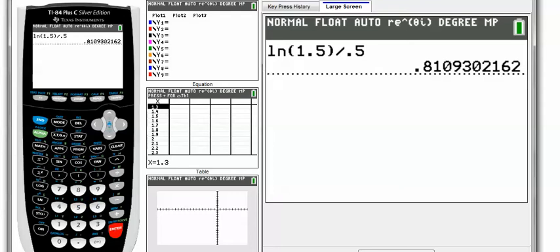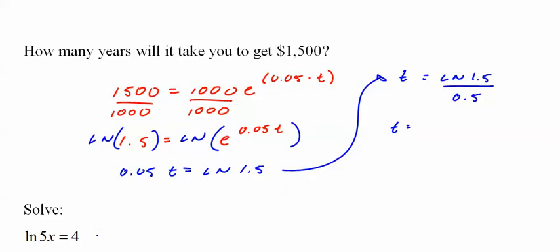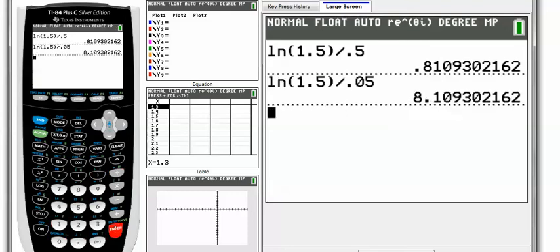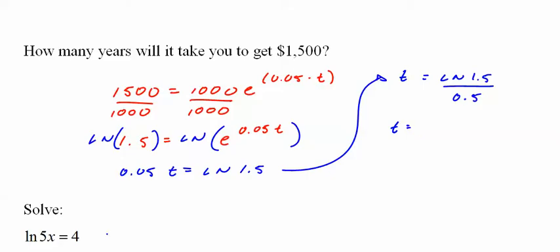I've made a mistake somewhere. 0.05. Natural log of 1.5 divided by 0.05 is 8.11 years. 8.11 years.